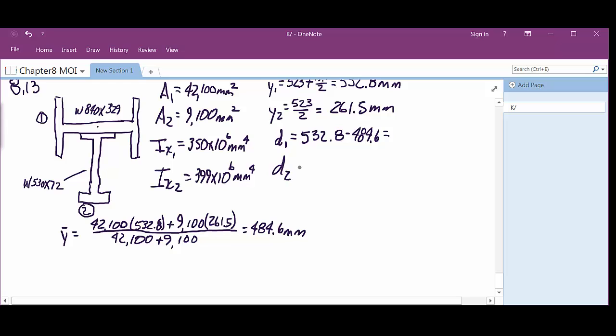D2 is going to be 484.6 minus 261.5. So this is 48.2 millimeters, and this is 223.1.